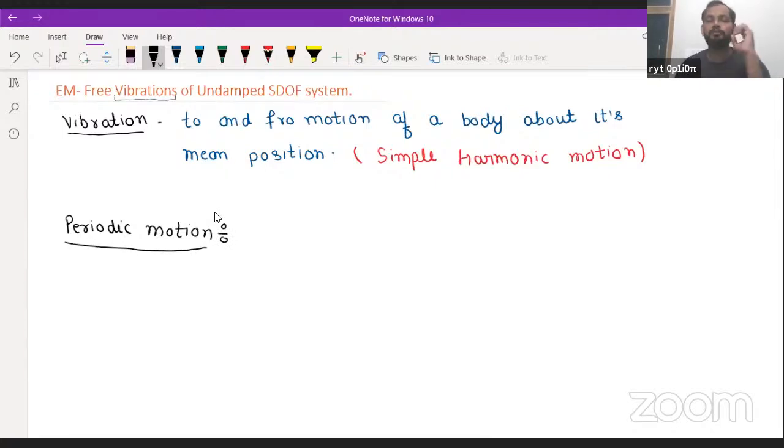Can anyone give me the definition of this term? What is the periodic motion? Because the term is self-explanatory. Periodic motion. Can anybody answer? What is the periodic motion? Anyone?